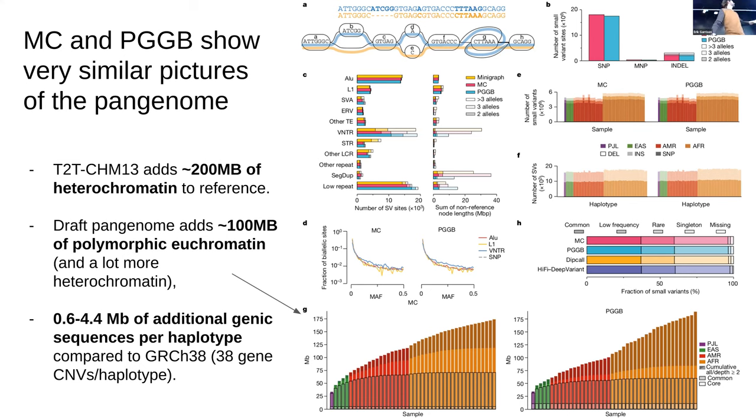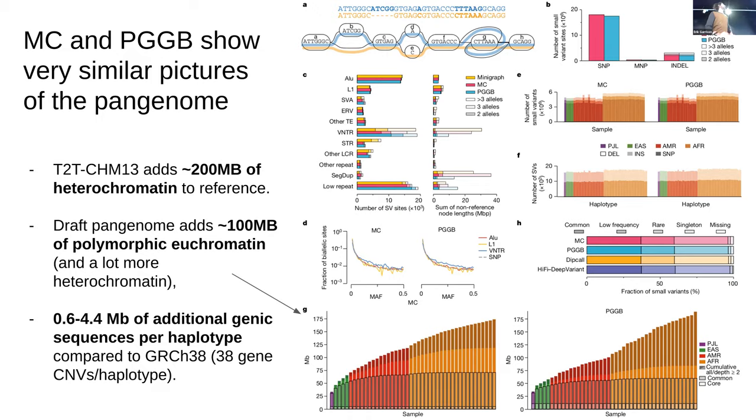If you need one takeaway, it's that the draft pangenome is adding 100 megabase pairs, so almost a whole chromosome worth of euchromatic genic sequence to the pangenome. And it's adding much more heterochromatic, so there'll be compacted sequences like in satellite sequences and centromeres. But just even knowing that, you're adding 100 megabase pairs.